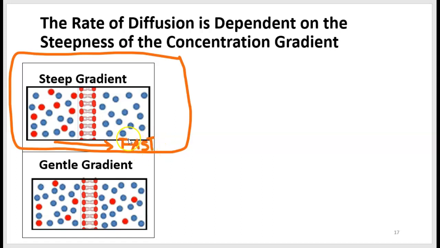But if instead you still had more on the left than what you do on the right, 1, 2, 3, 4, 5 on the left, 3 on the right, it'll still move to the right, but it won't happen as quickly. So we call that the difference in steepness of the gradient. The steeper the gradient, or the greater the difference across the membrane, the quicker it will happen.